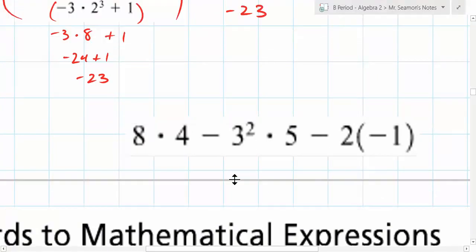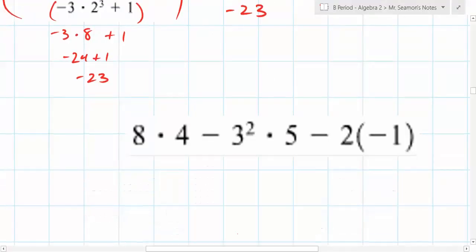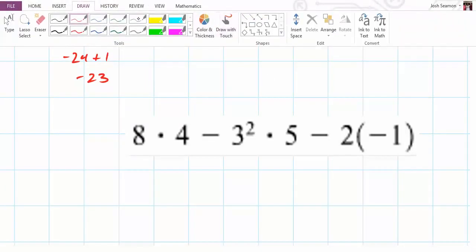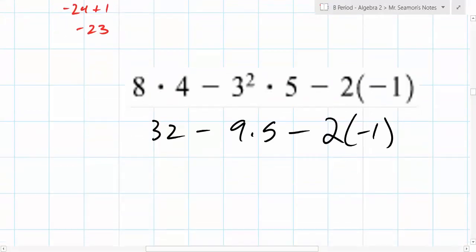You need to make sure you remember the order of operations and copy it down correctly. What's 8 times 4? 32. So you have 32. What's 3 squared? 9. 9 times 5 minus 2 times negative 1. Just do it piece by piece. What operations do you do first?